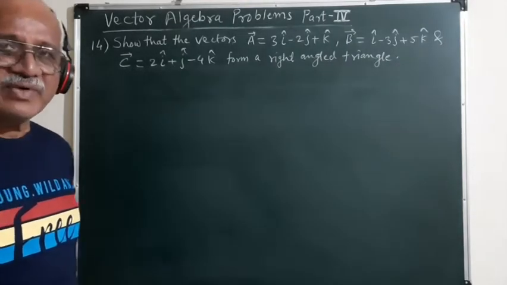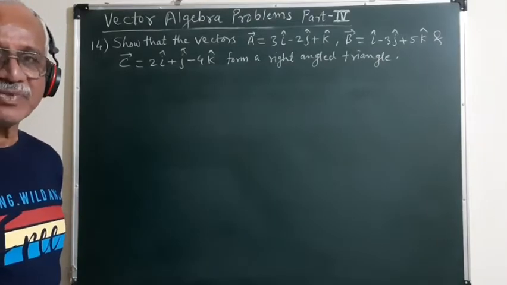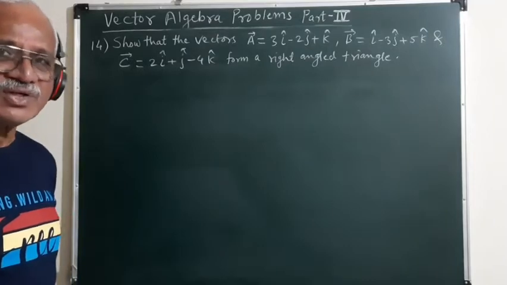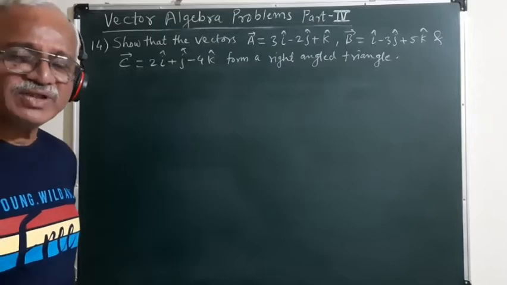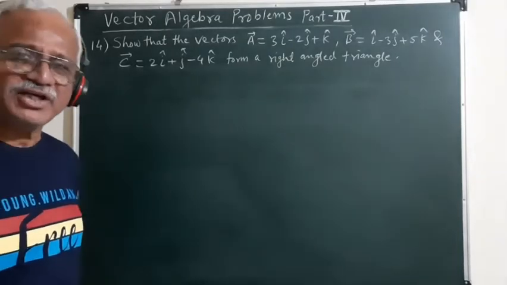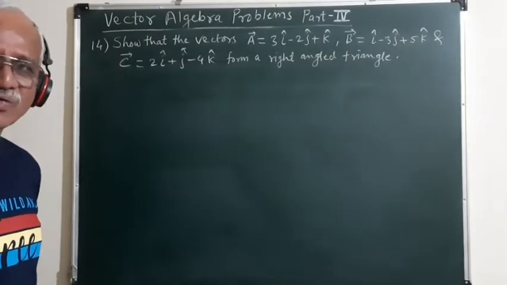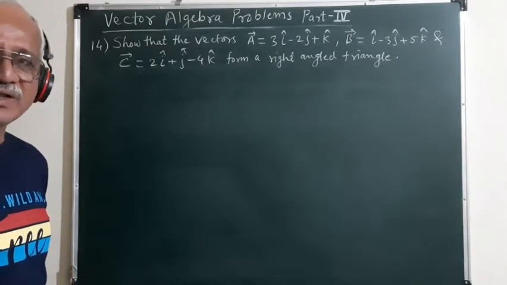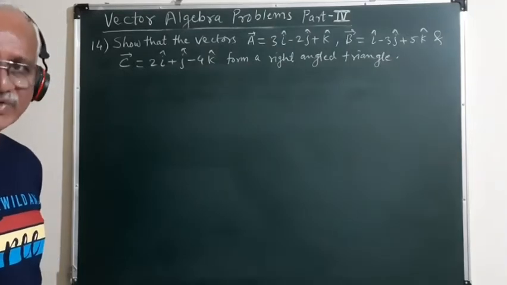This we can verify in two steps. In the first step, we have to show that these three vectors form a triangle. For that purpose, what we need to do is, if we evaluate the sum of any two vectors, and if the sum of these two vectors works out to be equal to the third vector, then we can say that these three vectors constitute a triangle. That is the first step.